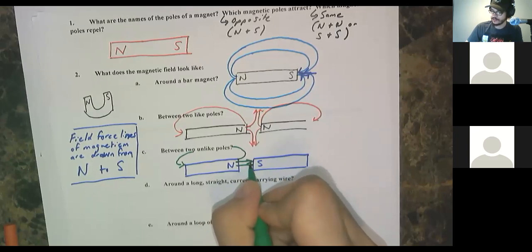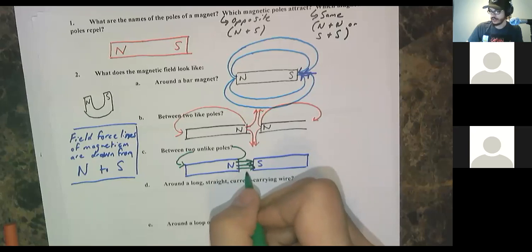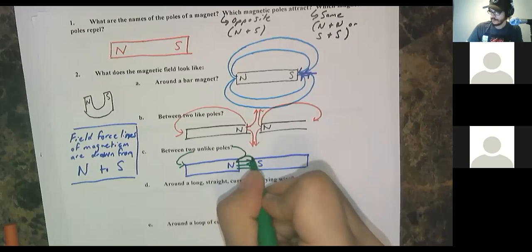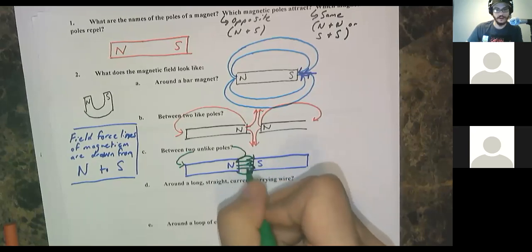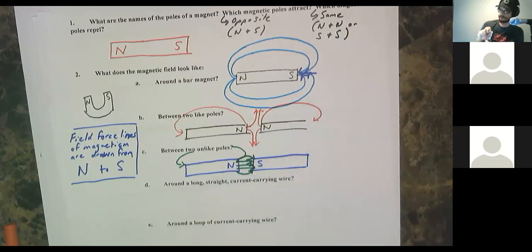So between the two, you get this nice uniformity, except for if you're at the edges, it arcs a little bit. So it'll go between the two poles as opposed to away from both.